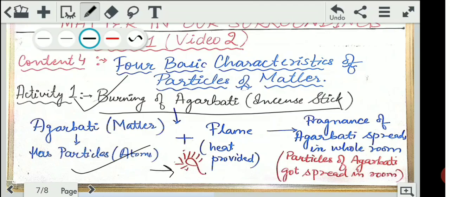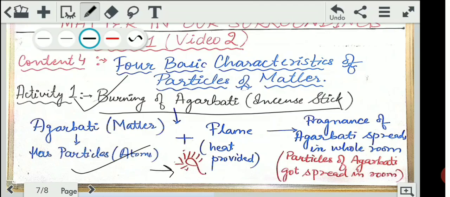But for now, this whole activity means one thing only: the particles of agarbatti were ignited by the heat. If you do not understand the meaning of ignited, simply it means they were lighted, right? When they were lighted by the heat, they spread into the whole atmosphere and got mixed into the particles of the atmosphere, thus spreading its smell.